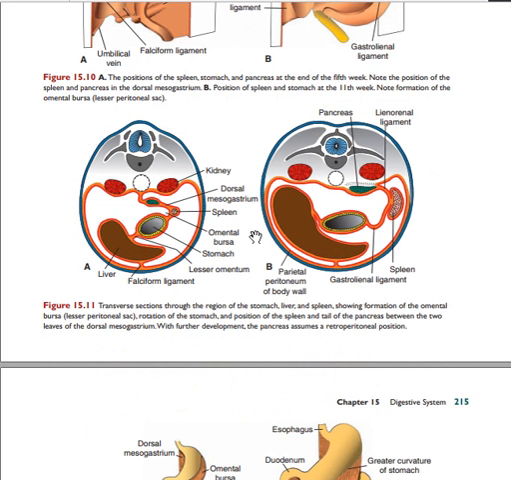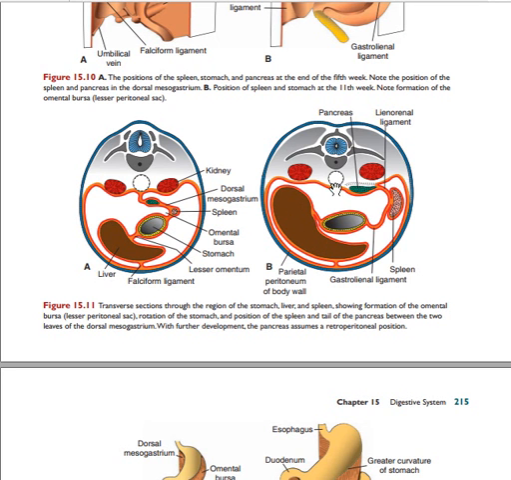So this is also another case where you visualize from posterior. At the beginning, the liver was anterior, as you can see here. This is the dorsal mesogastrium. The spleen is posterior to the stomach, and then these are the kidneys. The kidneys are retroperitoneal. So all this is intraperitoneal. What happens is that the stomach now rotates and goes anteriorly, while the liver rotates to go posteriorly.